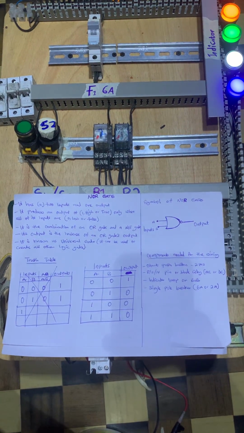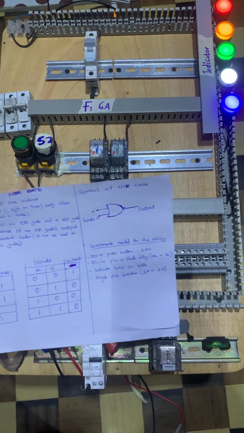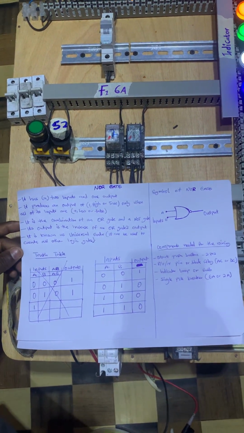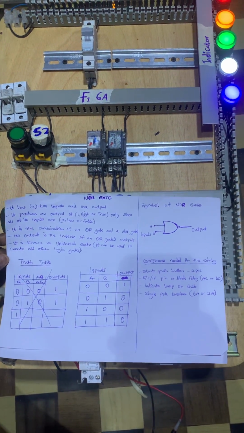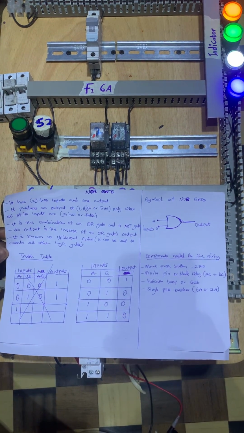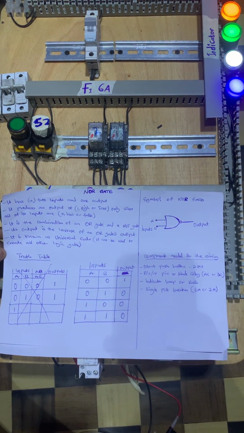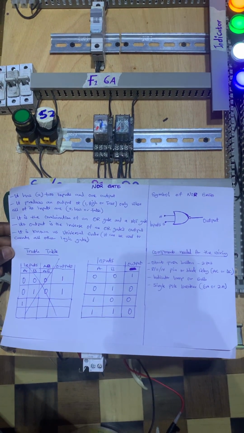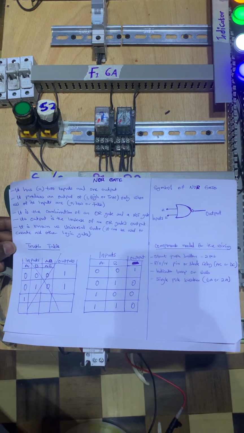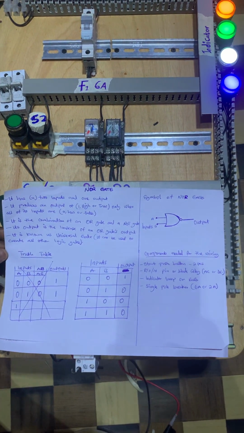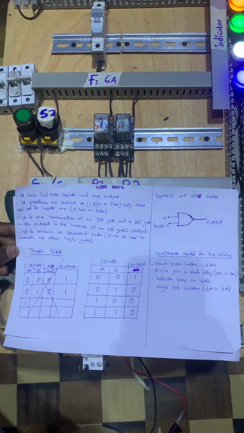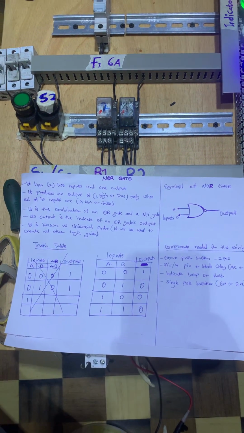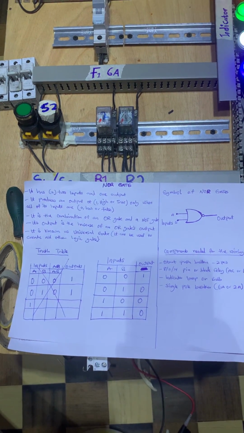Hello guys, today we are continuing our logic gates, and today we are going to talk about the NOR gate. And the NOR gate, we know it is a combination of a NOT gate and an OR gate. It has two inputs and one output. It produces an output of 1, high or true, only when all of its inputs are low, 0 or false.